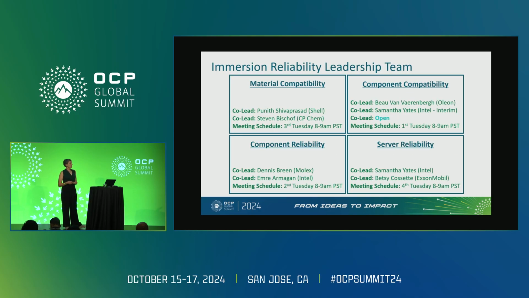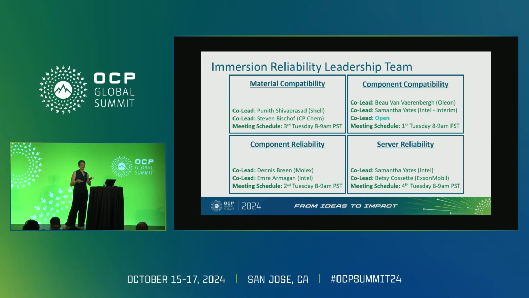As far as the leadership team, Rolf did introduce them earlier in the day, but I want to give another shout out to say our material compatibility team, again, led by Puneeth and Stephen. They do have a call schedule for 3rd Tuesday, 8 to 9 a.m. Pacific Standard Time. Component compatibility, Bo.